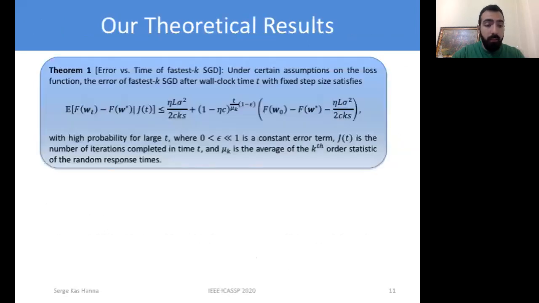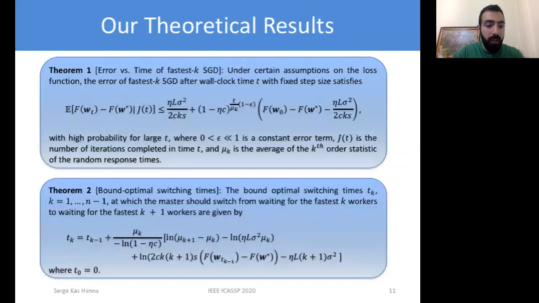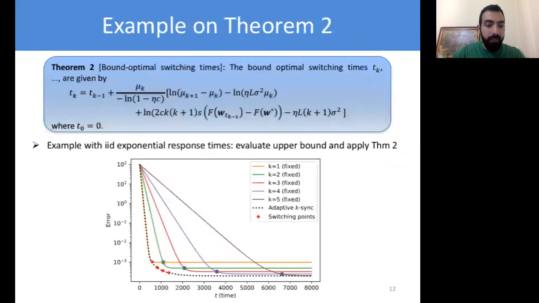Here, in the first theorem, using techniques from renewal theory, we upper bound the error as a function of time, and then we derive the corresponding bound optimal switching times. To understand these results, consider this example where we plot the error in Theorem 1, and then we use the result in Theorem 2 to optimize the error-runtime trade-off. As you can see, the adaptive dotted version of the curve hits the envelope, and hence optimizes this trade-off and can reach lower error in less time.